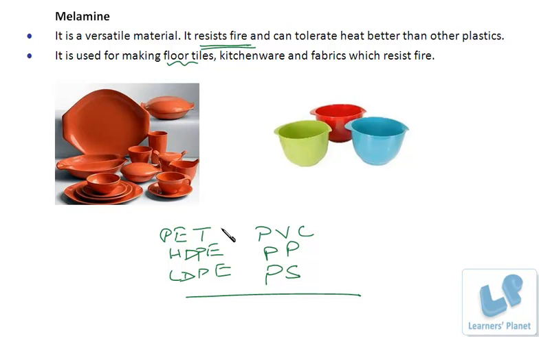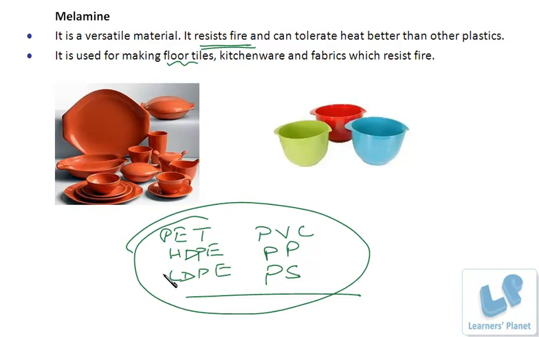So these plastics, when they are heated, they melt. They come to the liquid state and set on cooling. Whereas thermosetting plastics, like melamine or Bakelite, when heated, crosslinks are formed and they become very, very hard. They cannot be remolded on reheating.